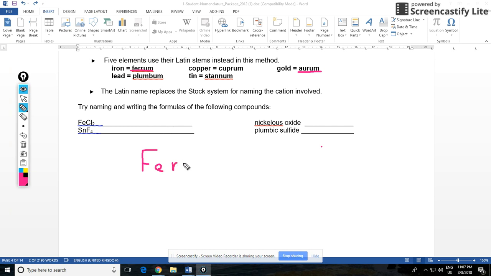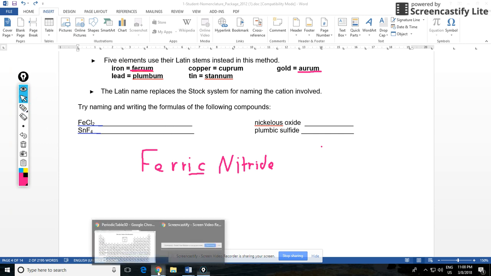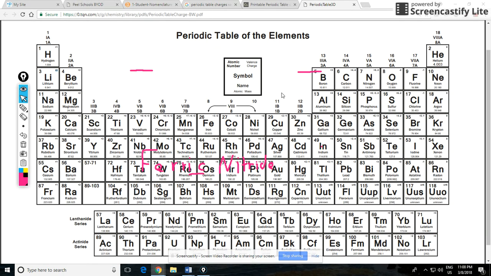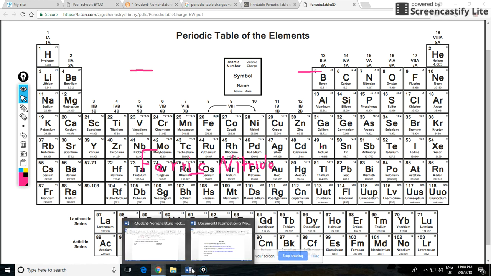So suppose we had ferric nitride. What you know is that this is the higher of the two valences because it's Ic. So you go into your periodic table and you find out what the higher of the two valences is. That's +3, not +2.